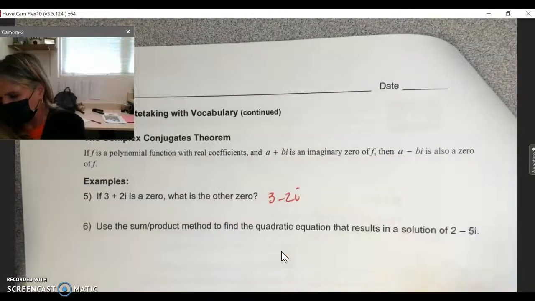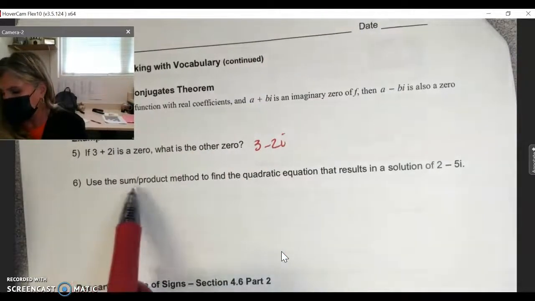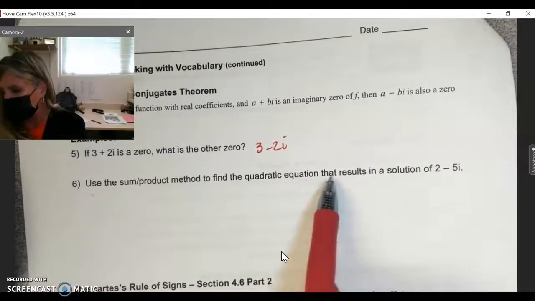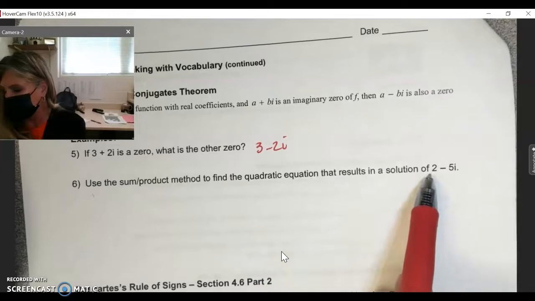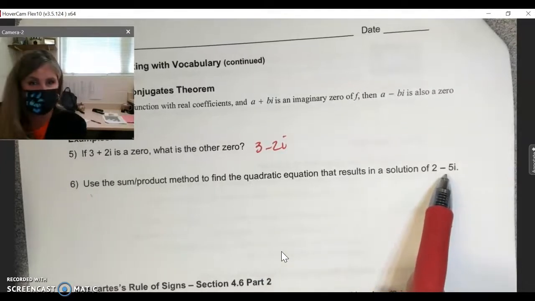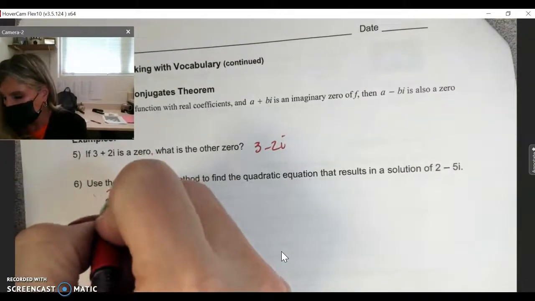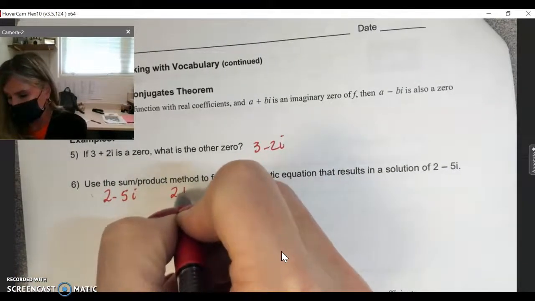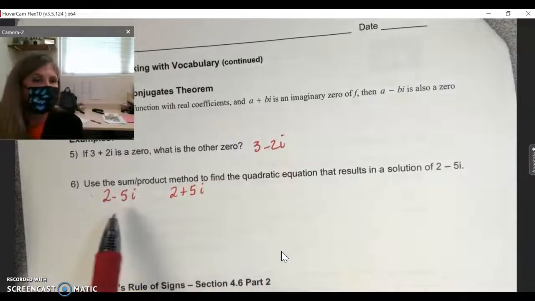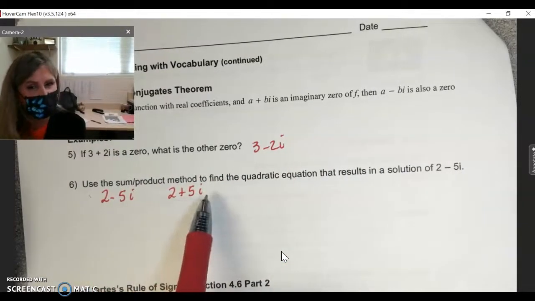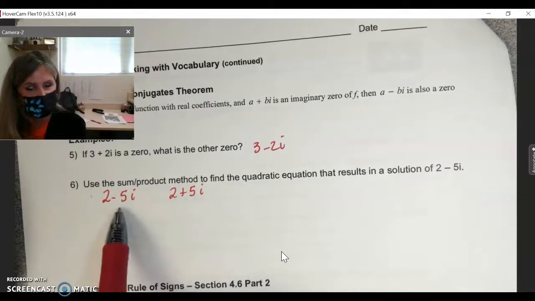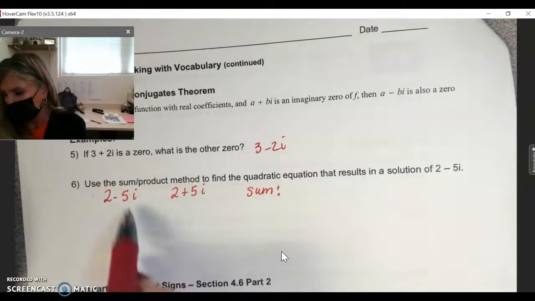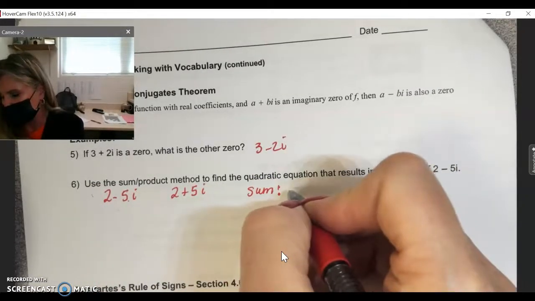3 minus 2i. Now it says to use the sum product method to find the quadratic equation that results in a solution of 2 minus 5i. Well, if 2 minus 5i is the solution, what's the other solution? 2 plus 5i. We want to know what's the quadratic equation that has these solutions. Well, what is the sum of those two? If I add those two, what do I get?